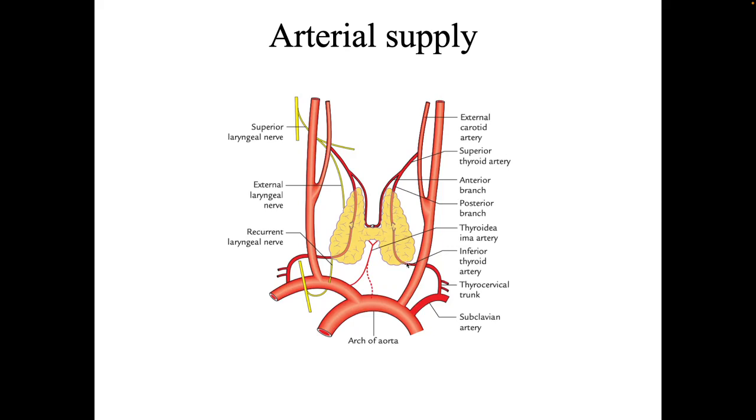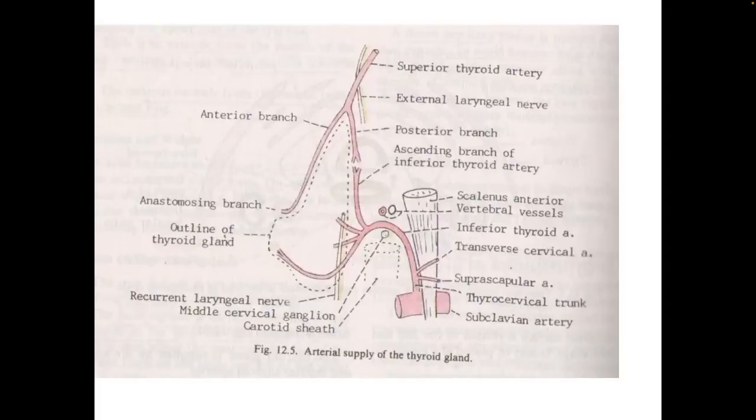Inferiorly, it is supplied by the inferior thyroid artery, which is a branch of the thyrocervical trunk, which comes from the subclavian artery. Anastomosis occurs at the posterior border between the superior and the inferior, and at the upper border of the isthmus between the two anterior branches. Superior thyroid artery. Again, this is to show you the anastomosis and the relation between the nerves.